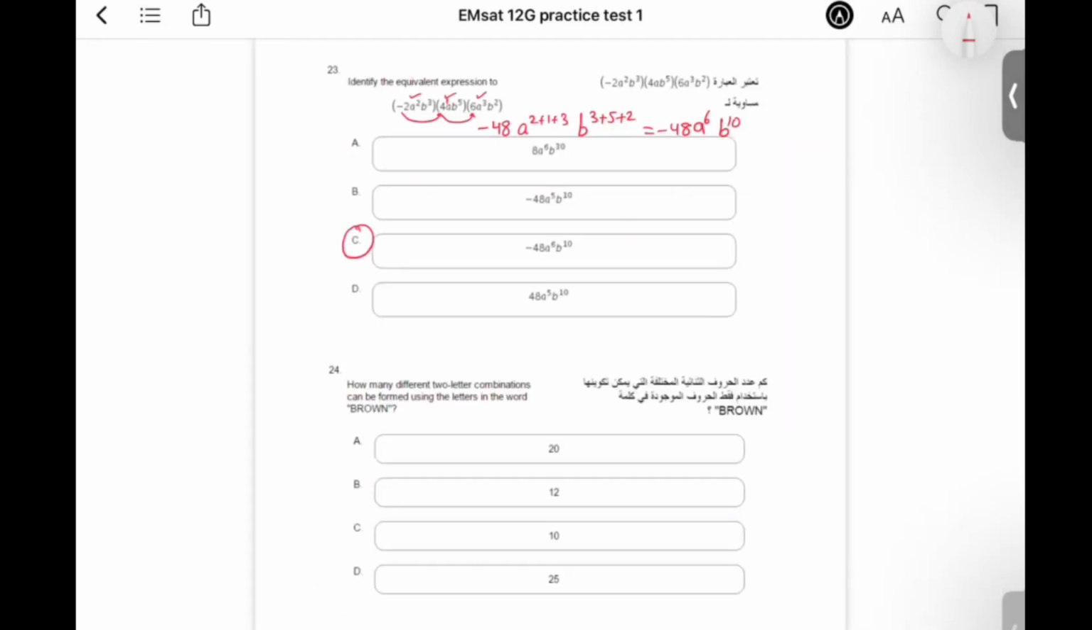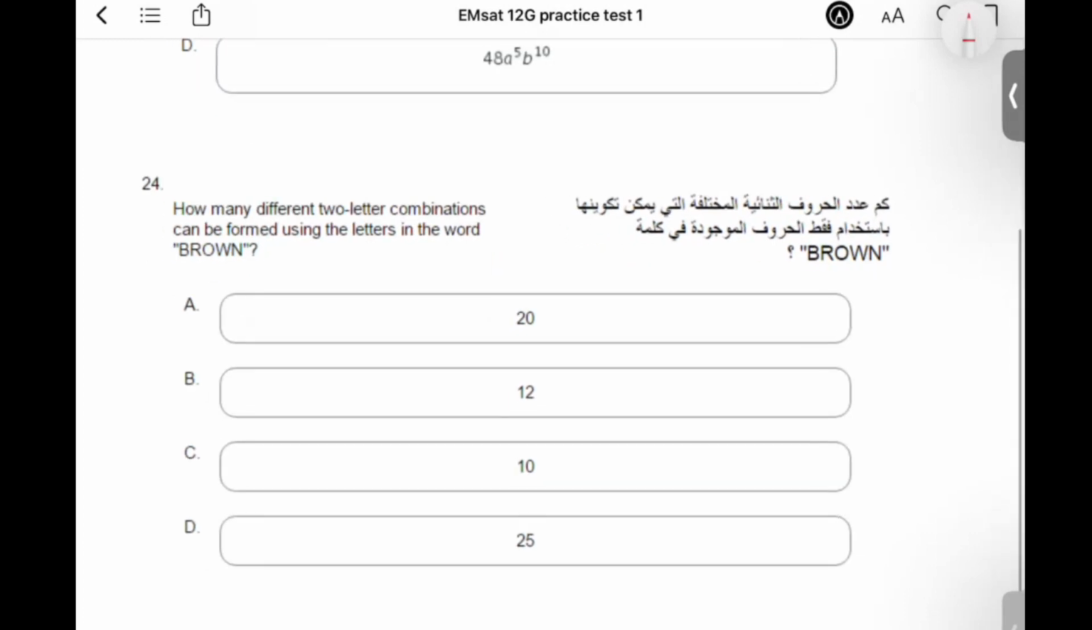It is C. Okay, now in this question, he's asking you how many different 2-letter combinations can be formed using the letters in the word. He is putting a condition. You're not allowed to repeat. Combination, but you cannot repeat. It means no repeating. In my opinion, it means order is important.